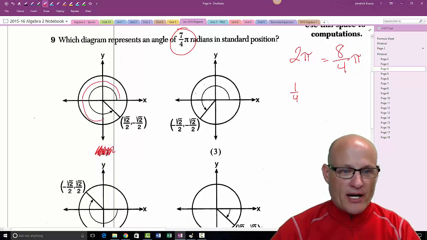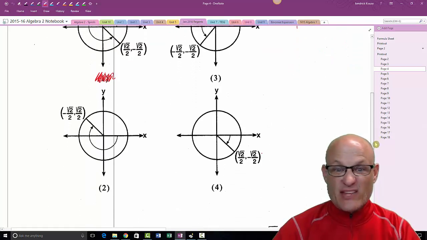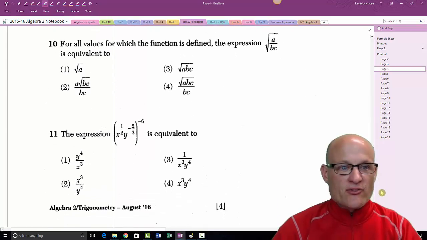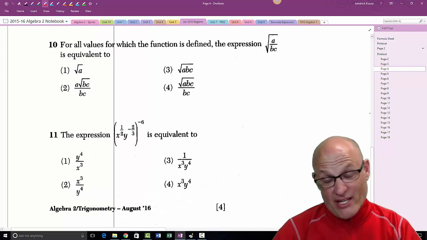This would be 2 pi, and we're not quite there, so you got to come back just a wee bit, and there it is. Choice 1. So I'll have to fix that one on my own answer key. This is why I do it twice, so sometimes I make a mistake, sometimes I don't.